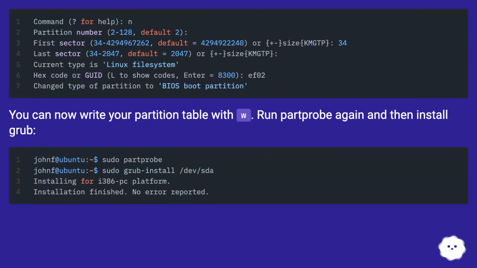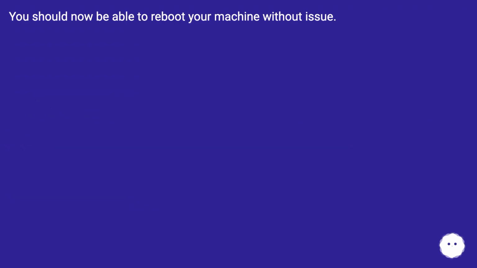You can now write your partition table with w, run partprobe again, and then install GRUB. You should now be able to reboot your machine without issue.